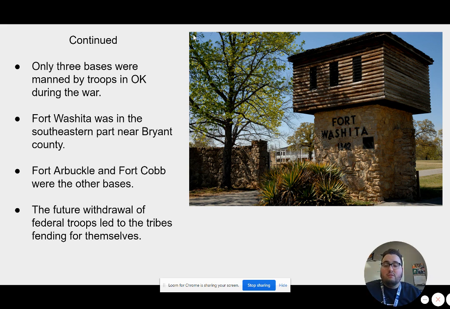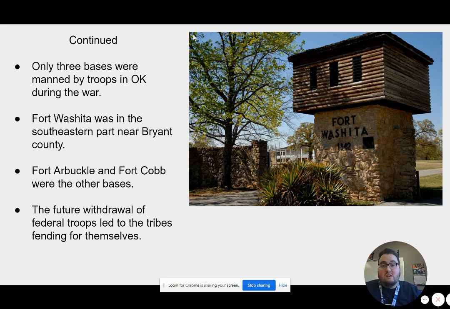The future withdrawal of federal troops left the tribes fending for themselves. Okay, so this is an idea that maybe the Five Civilized Tribes actually didn't want to side with the Confederates, even though most of the Five Civilized Tribes people did own slaves, the well-to-do Native Americans did. Maybe this was also a reason they sided with the Confederacy, is they had no other option in a sense, because the Union Army left them to defend for themselves, and the Confederate Army had a lot of troops and a lot of power, and maybe they were scared.